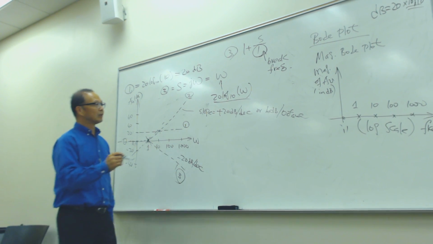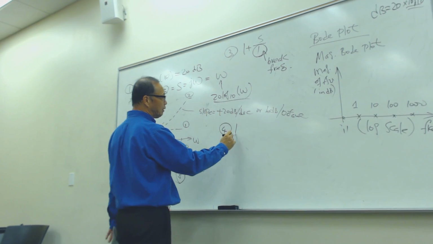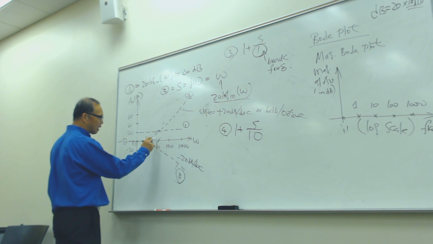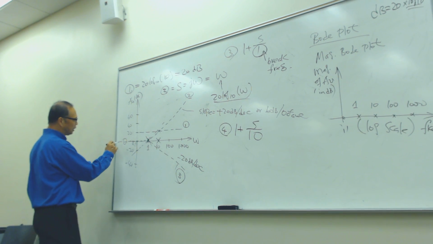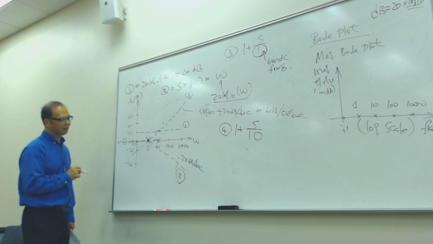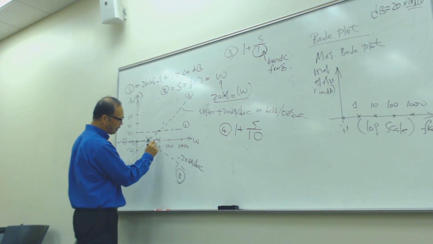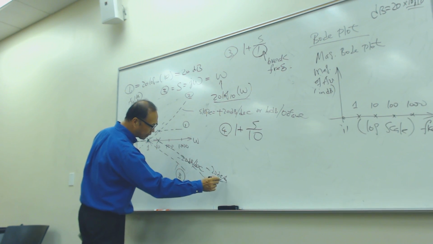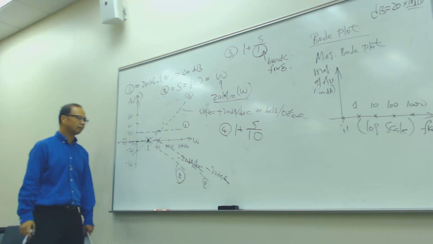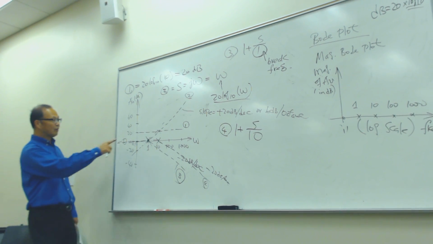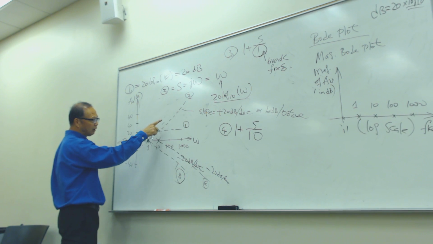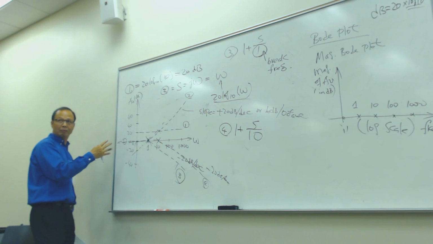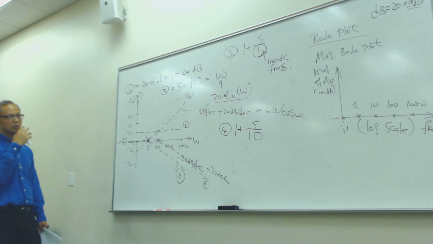Finally, the last one, number 4, it's the same concept, right? 1 plus s over 10. So now 10 becomes the break frequency. So you should have 0 all the way until 10. And then, like number 3, it has minus 20 dB per decade slope. So that's number 4. So now I have 4 curves: component 1, component 2, component 3, component 4. At the end, you just add them up. That will become the final Bode plot.